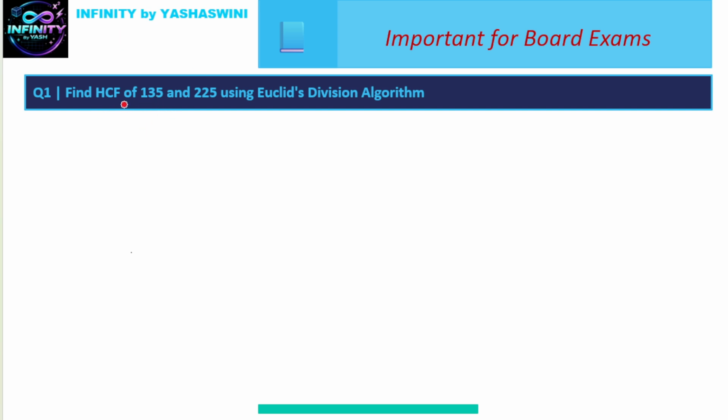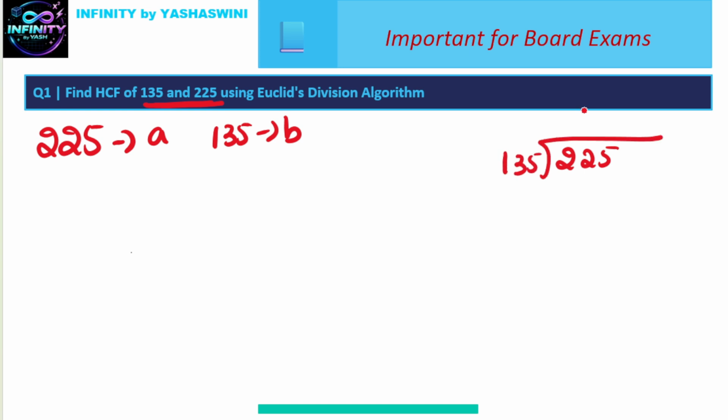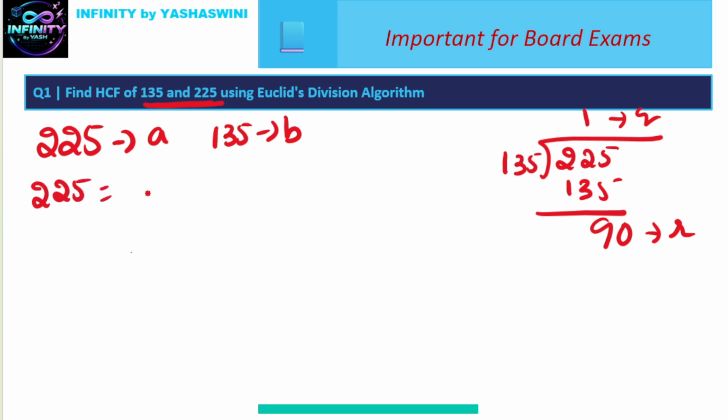The first one is find HCF of 135 and 225 using Euclid's division algorithm. While you are finding HCF of two numbers, the bigger number becomes A, that is the dividend, and the smaller number becomes the divisor, that is B. Now divide 225 by 135. So 135 one time is 135. What's the remainder here? The remainder is 90. So this is the quotient and this is the remainder. So the first step is 225 is equal to 135 into 1 plus 90.